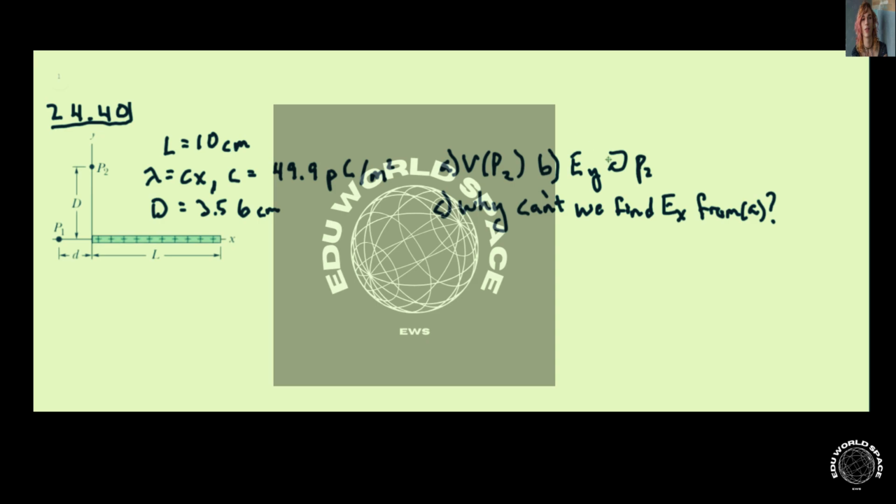We want to find the y component of the electric field, and we want to think about why we can't find the x component from our result from the first part. And this time we have a non-uniform charge density on this.